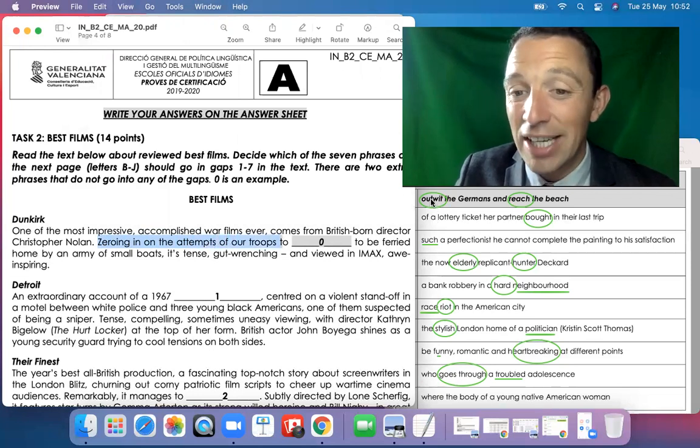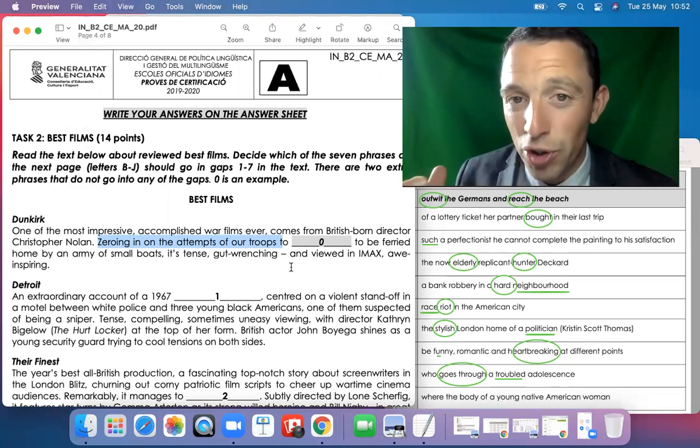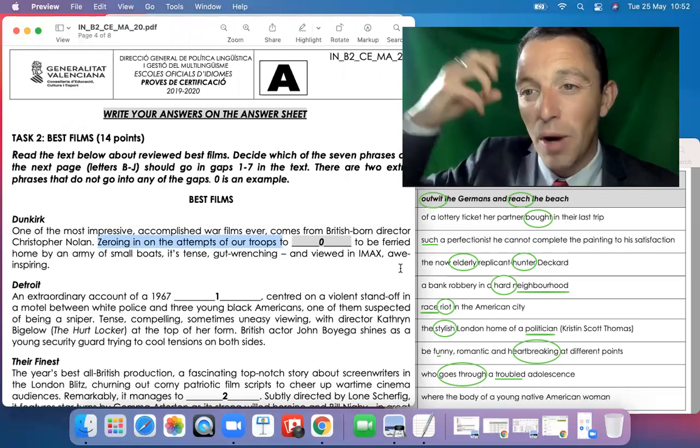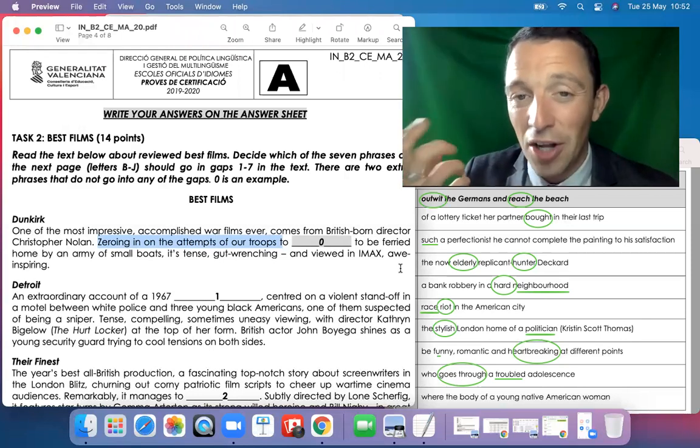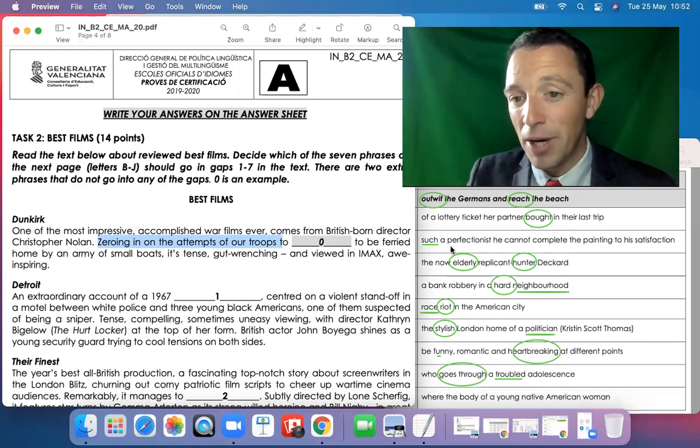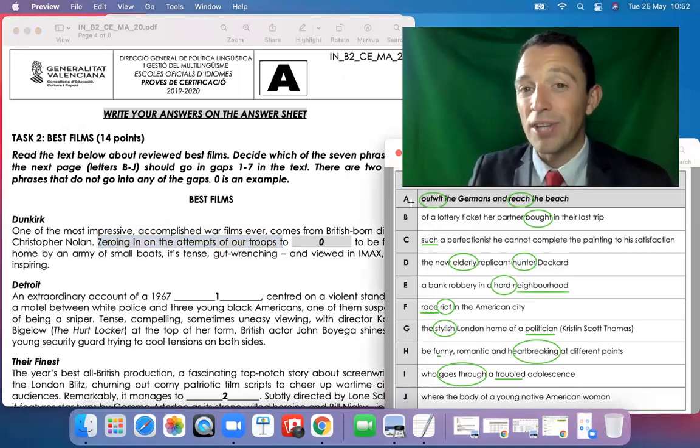And I think the answer is to outwit the Germans and reach the beach. So it's focusing on the effort of the soldiers to be more intelligent and to beat the opposition and to arrive at the beach. That's the context of Dunkirk, the movie. And for this reason, I think it's necessary to be option A.